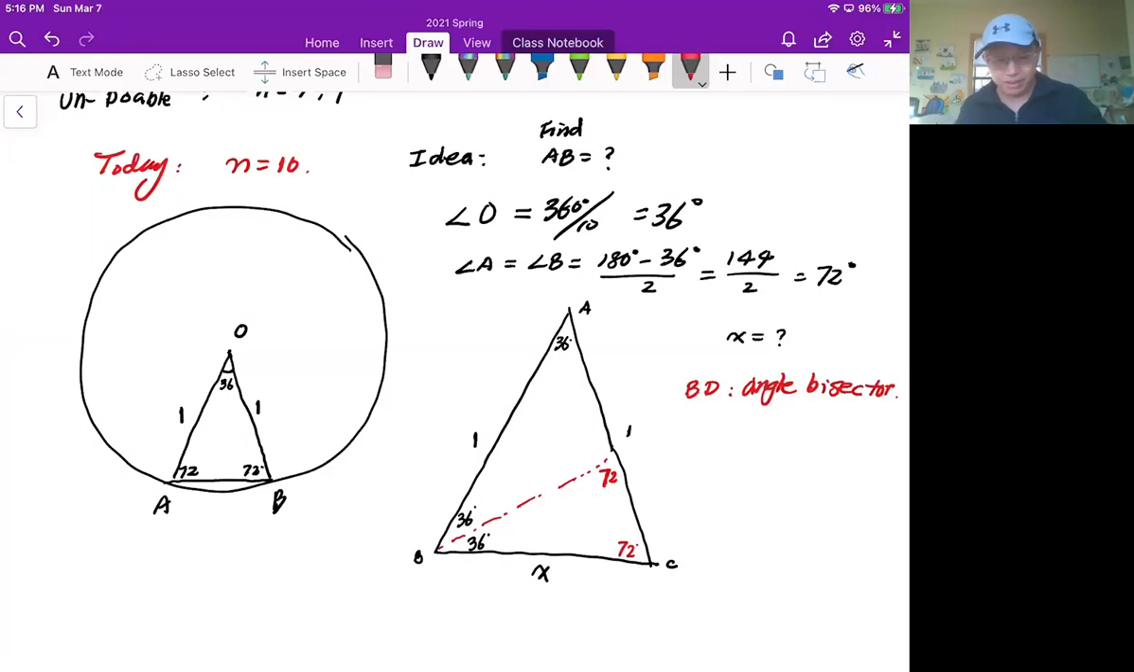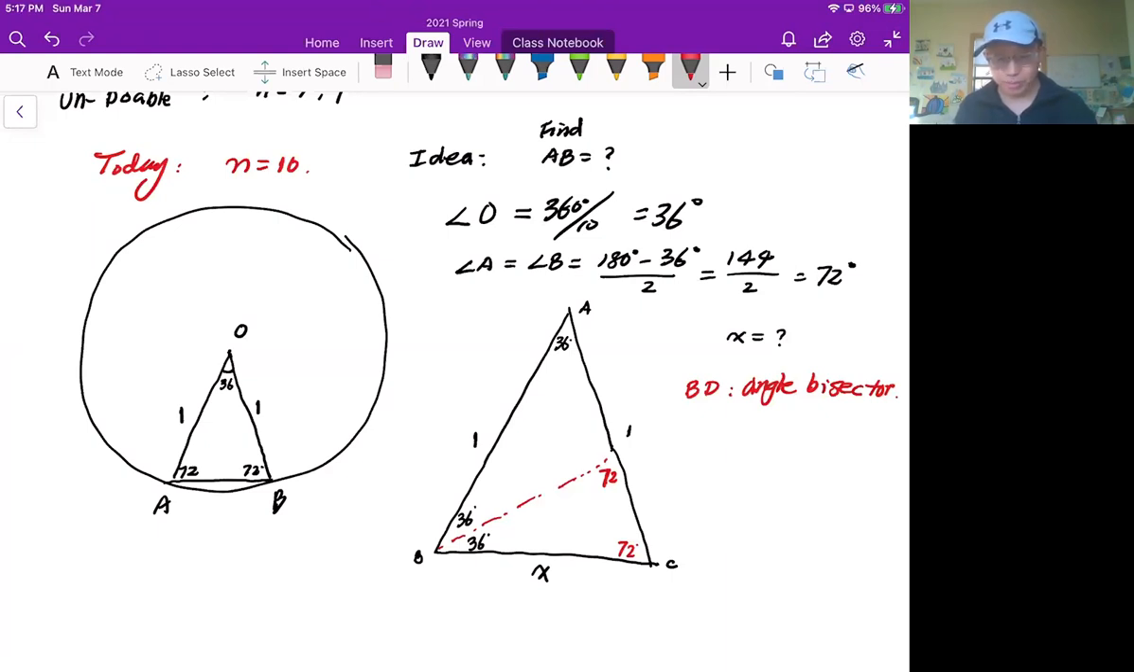Can you tell me, can you write x as some other line segment? There are actually 3 line segments which are also x. There are 3 line segments which are x at the same time. You have lots of isosceles triangles. Does it make sense? Okay.